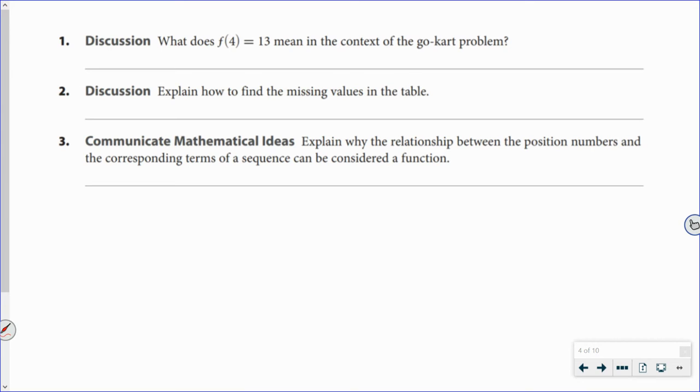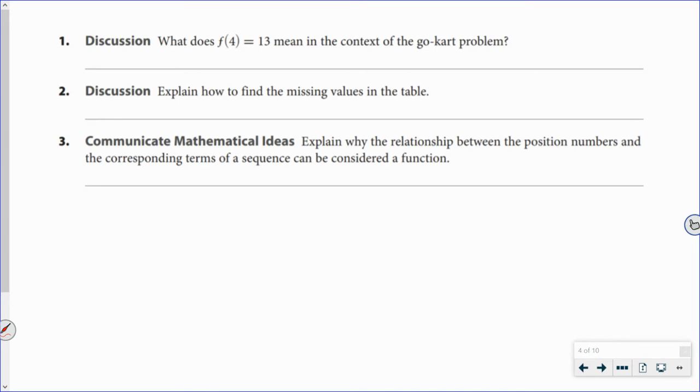So in context, what does f of 4 equals 13 mean? I'll ask, let's see, who can I pick on here? We'll go to Carlos. Carlos, my friend, what does it mean when I say f of 4 equals 13? Based on this problem we've been doing here. Do you know? Can you hear me? Yeah. Wait, can you say that again?